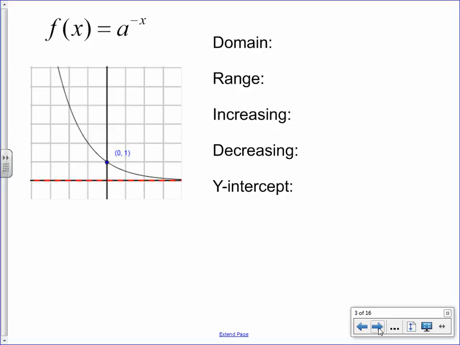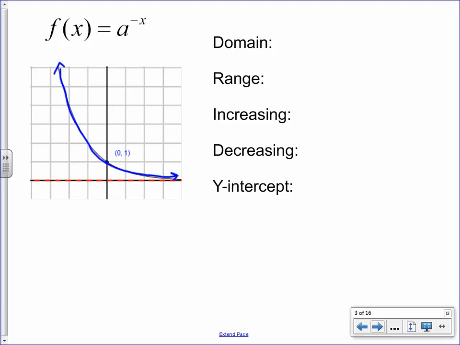What happens when we have a negative x as our exponent? This is no longer exponential growth, but exponential decay. Right? You talk about this a little bit in science, yes? No? Maybe? Yeah. What science class, Courtney? Biology.